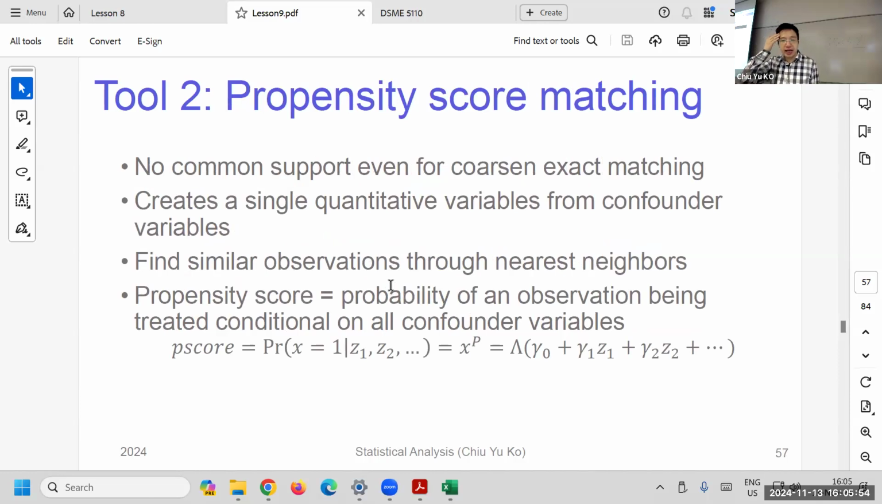And the other one is what we call propensity score matching. The idea is we do a logit or probit on whether the firms are family owned or non-family owned, right?